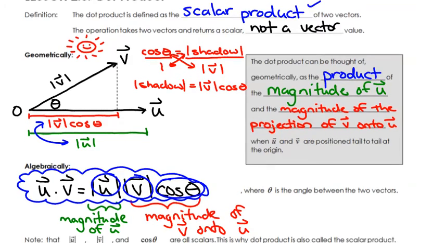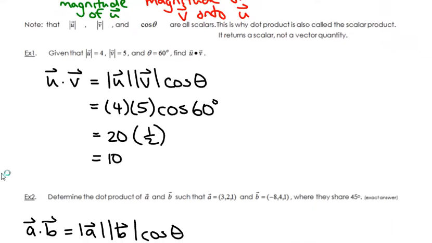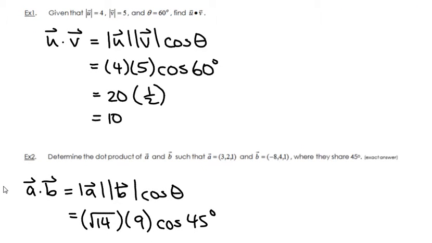Let me show you how that works. Example number 1. Let's say that they gave you the magnitude of u already and the magnitude of v already. They said the magnitude of u is 4, the magnitude of v is 5, and they give you theta, the angle in between them. For the dot product, I've already written the formula at the top, and you just sub in the numbers. This guy is 4, this guy is 5, and cos theta, where theta was 60. Then just multiply them all together, and you get the dot product is 10.